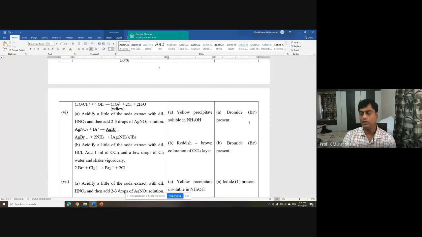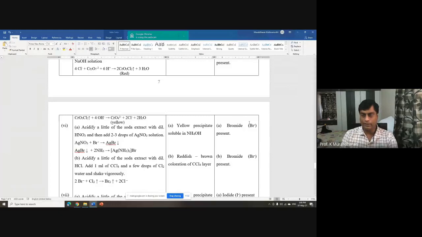Otherwise, the reactions are the same here. So the absence of bromide also confirms the presence of chloride here. That means absence of yellow precipitate formation confirms the chloride ion. And that's why I told you that in any reaction, just because you got the answer for chloride, you are stopping here. That's not allowed. That's not correct. You have to go systematically until the end.